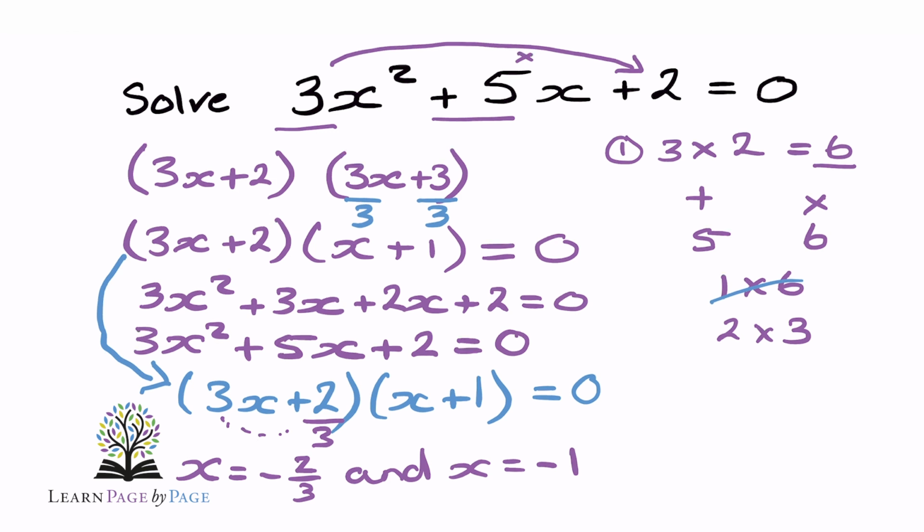Let's try another one. Try this one. 6x squared minus 11x minus 2 equals 0. If you want to go ahead and try that, pause the video here.